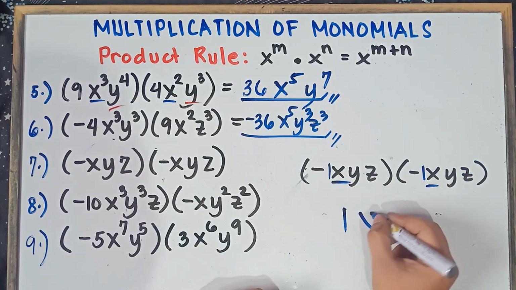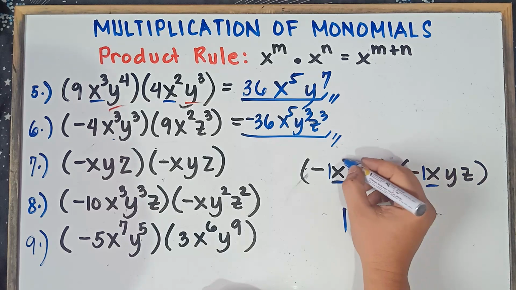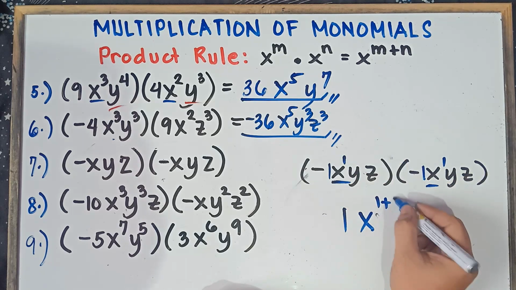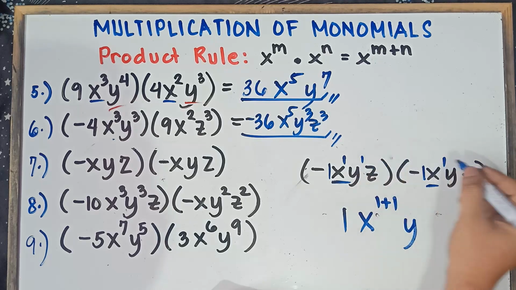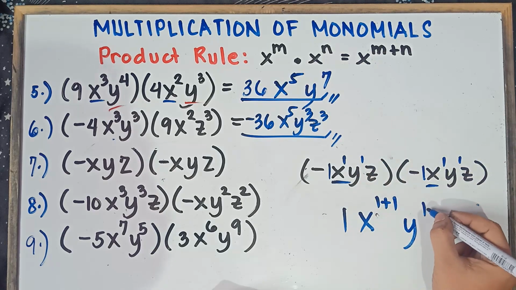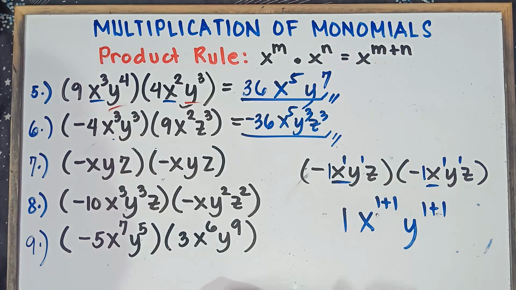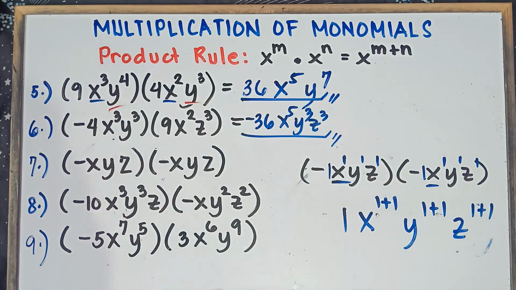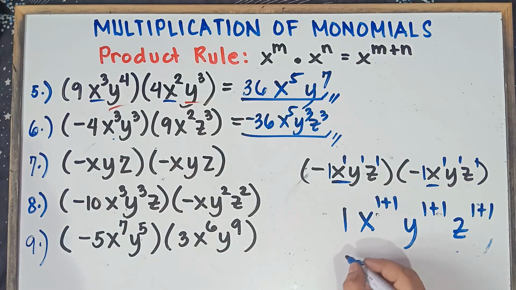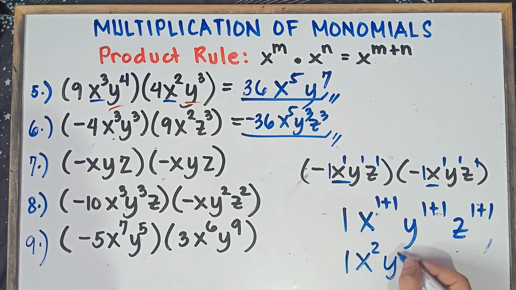So x times x, of course, that would be x squared, because understood that there's 1 here, so 1 plus 1, so that would be x squared. And then same base for y, so copy y, and then add the exponent. Understood that there's 1 here, so 1 plus 1. And then same z for base, so z and then exponent 1 plus 1. Alright, so the final answer, that would be 1x squared, y squared, and then z squared.